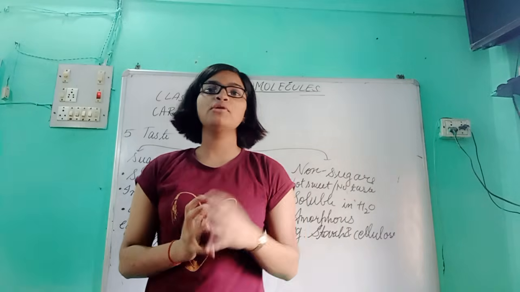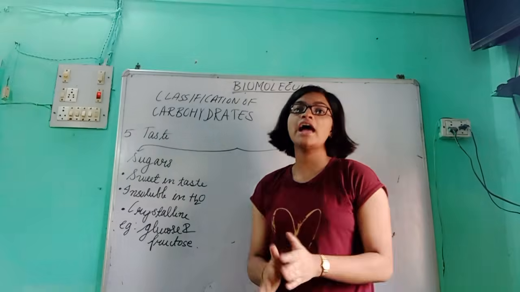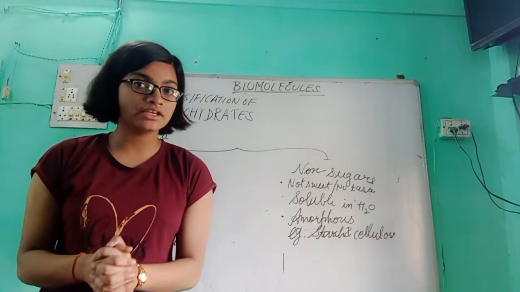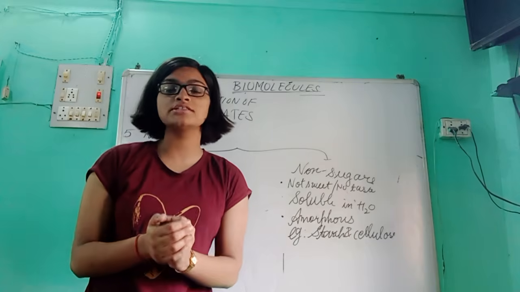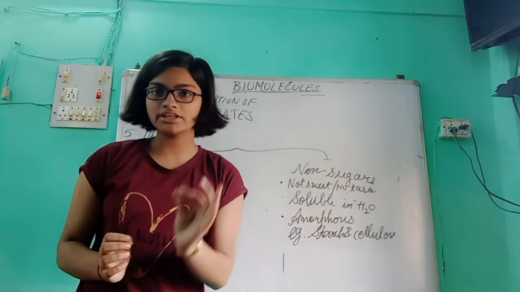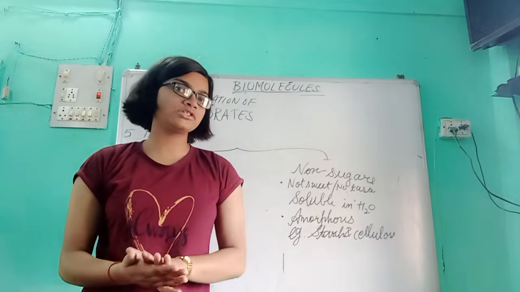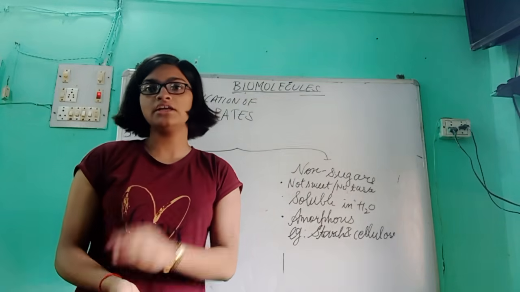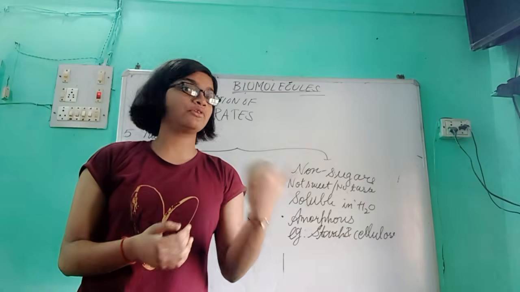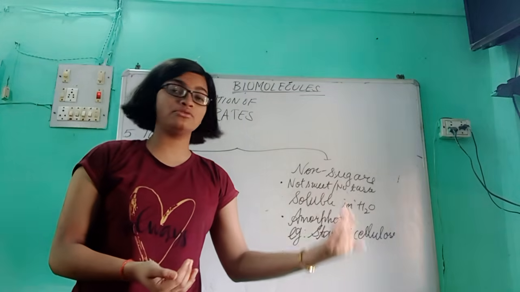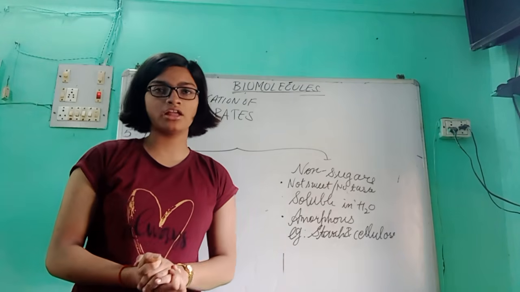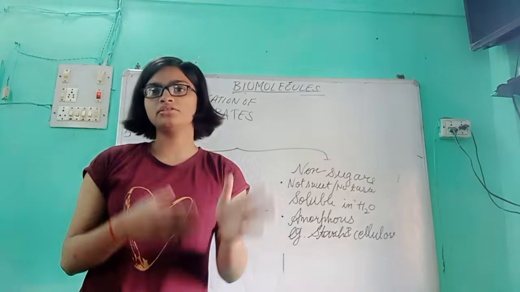For carbohydrates, I told you they are optically active polyhydroxyaldehydes and polyhydroxyketones, or compounds which give these on hydrolysis. For example, sucrose is formed from glucose as well as fructose, so it has both an aldehyde and a ketone group. When it undergoes hydrolysis, it gives glucose, which has the aldehyde group, and fructose, which has the ketone group.